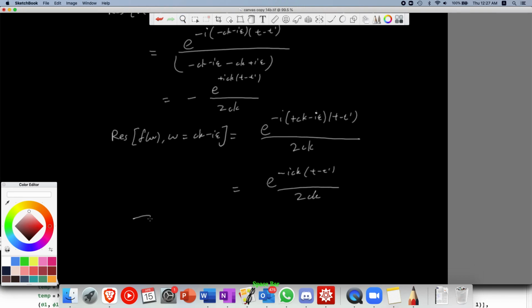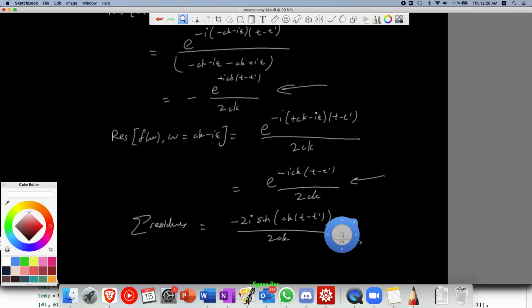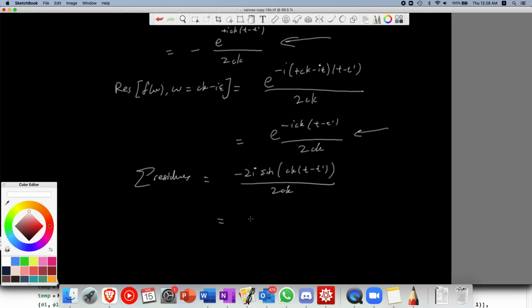So now we sum the two residues. We take this plus this. What do we get? We get minus 2i sine of ck t minus t prime over 2ck, and this equals minus i over ck sine of ck t minus t prime.